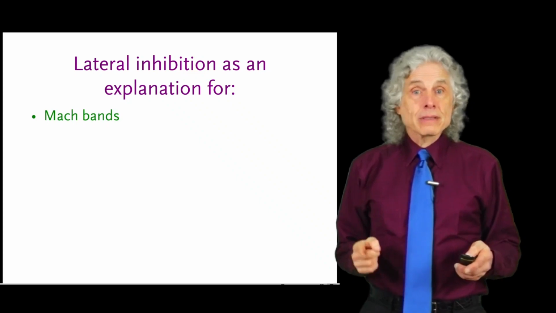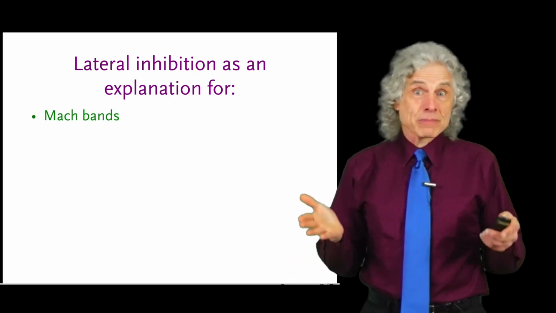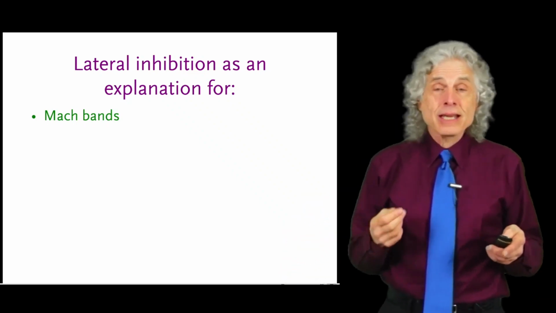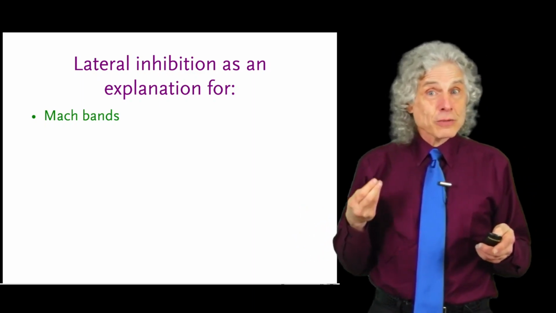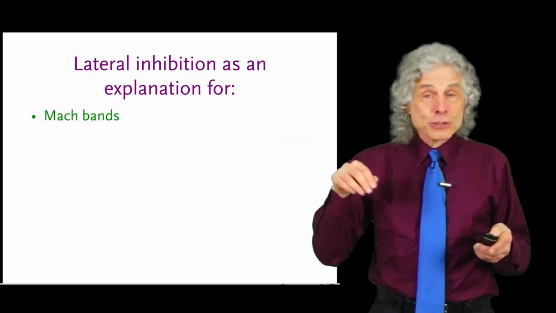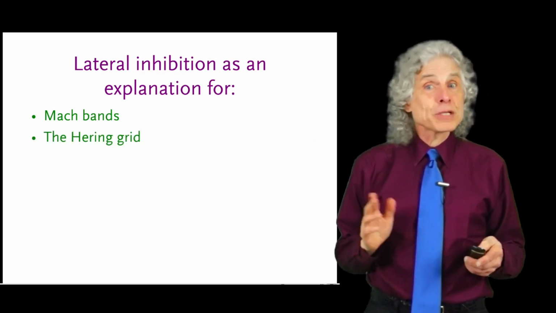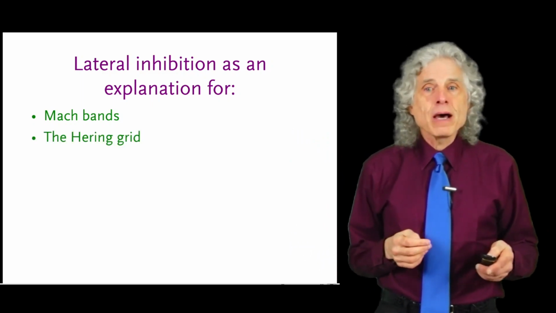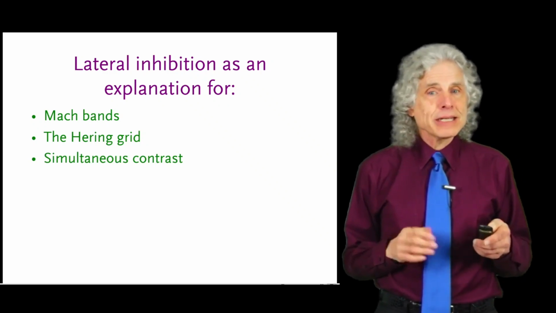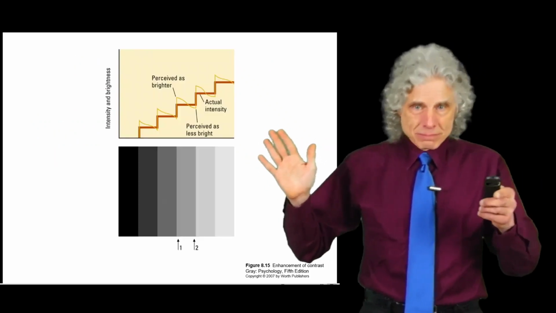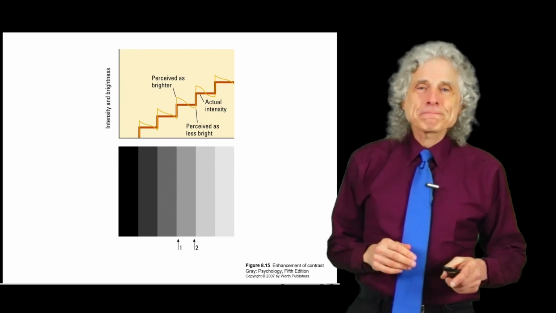And let me show you what this does look like. Lateral inhibition is not just a feature of neural networks that we detect with little microelectrodes, but it predicts how you actually see. Three perceptual phenomena known for some time: Mach bands, Hering grid, simultaneous contrast. They mean nothing yet. Give me a chance.